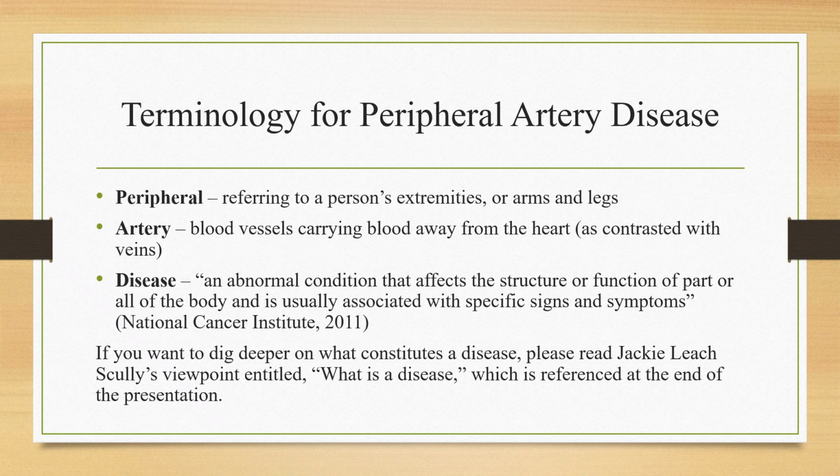In particular, the word artery is helpful when differentiating arterial versus venous diseases, such as peripheral artery disease compared to deep vein thrombosis, which are both vascular conditions affecting the limbs, but differ in the affected blood vessels as well as their underlying causes and symptoms.